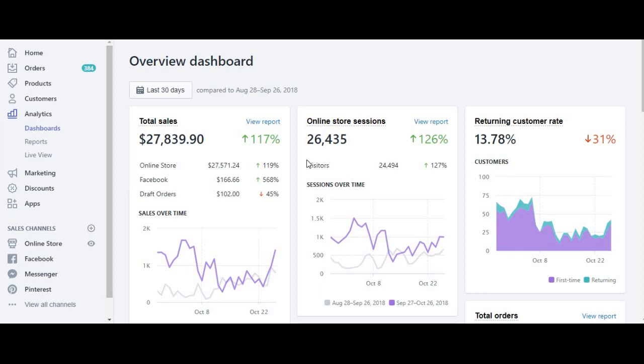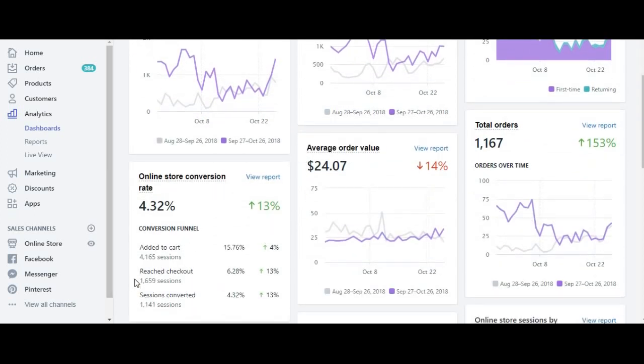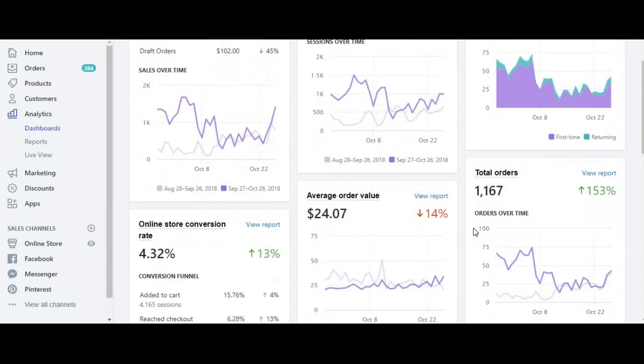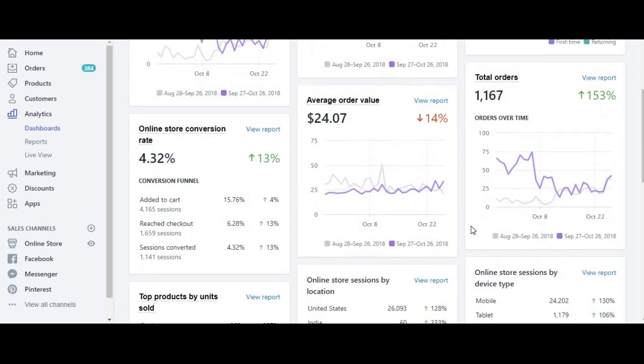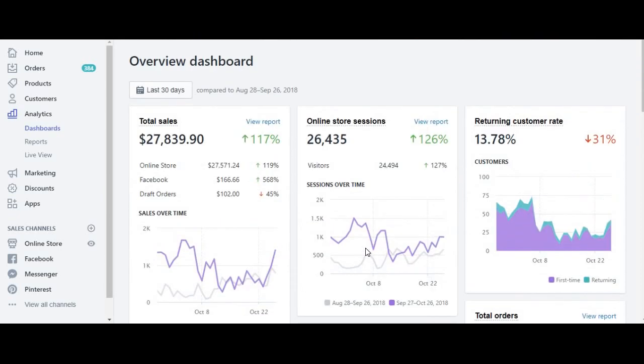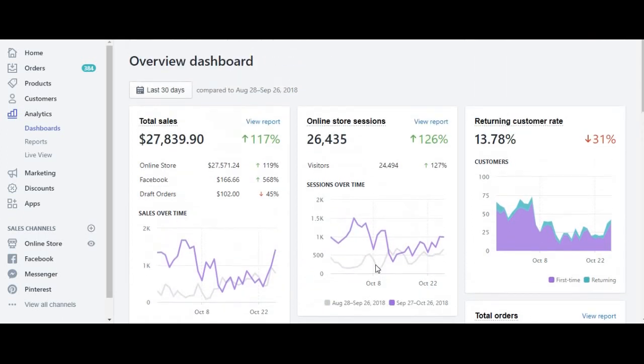So it shows where the sales are coming from, add to carts, and I'm avoiding going down. I don't want to show my products, so I think I can. Okay, so that's about it. Average order value $24. So that's all good. That's all good and well.